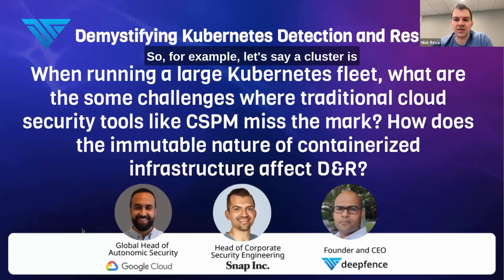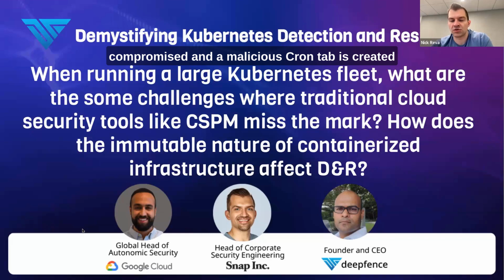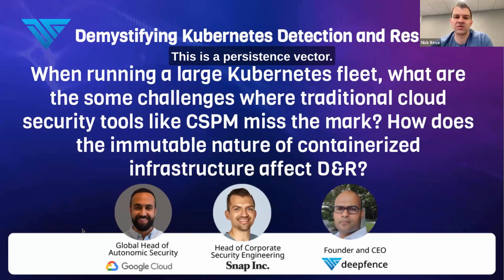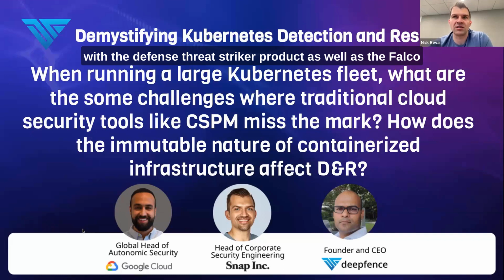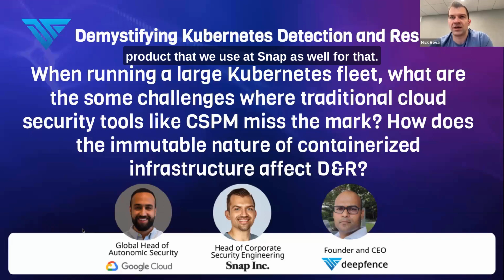So for example, let's say a cluster is compromised and a malicious crontab is created to then create new privileged containers by the attacker to basically persist access, right? This is a persistence vector. How do we catch that? Well, we need runtime monitoring on the changes to the cluster configuration to determine that a new crontab was introduced, right? Let's take another example. A new Docker container is created outside of the Kubernetes control plane, right? Can I, as an attacker, deploy a privileged container and start a new Docker container on the host VM? You will not catch that unless you have runtime monitoring, observability. These are just 2 examples of things that you can do with the Deepfence ThreatStryker product, as well as the Falco product that we use at Snap as well for that.